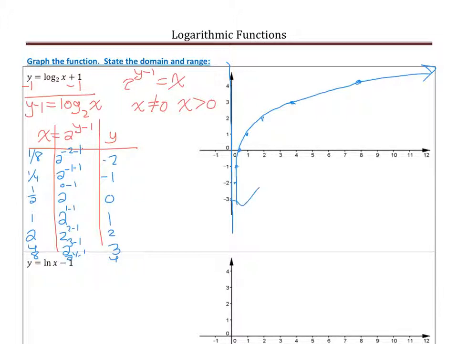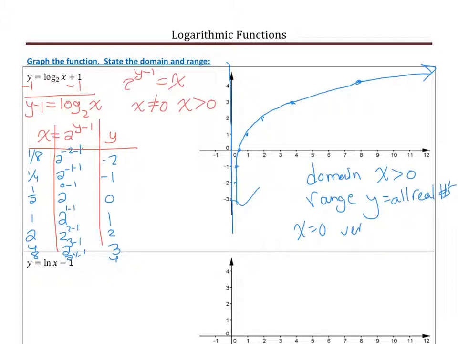So our domain then, you can see, is x is greater than 0. Our range is all real numbers. And we've got x equals 0 as a vertical asymptote.